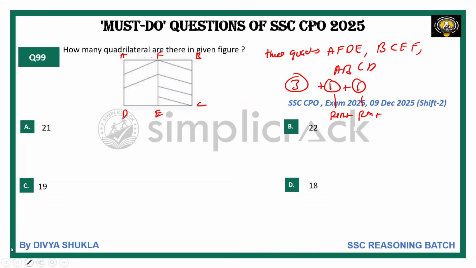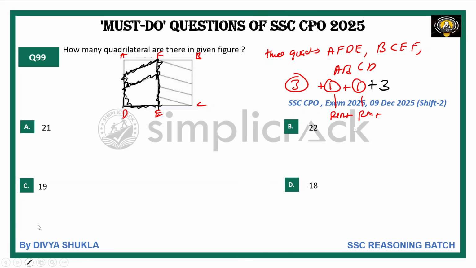Now after this, if I'm talking in this AEDF part, I can say that this is also one figure. Then this is also one figure. This one is also one figure, and this one is also one figure. That means I can say that these three figures are present here. Now let's talk about the next part.